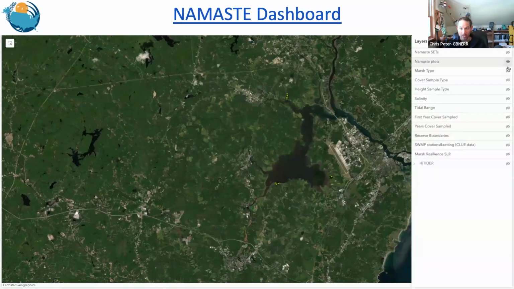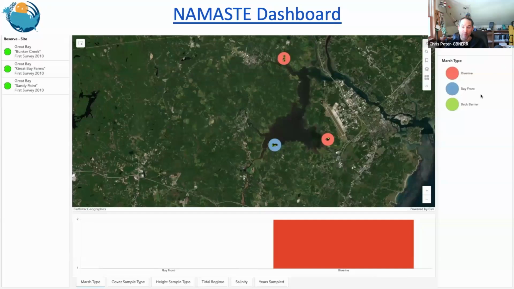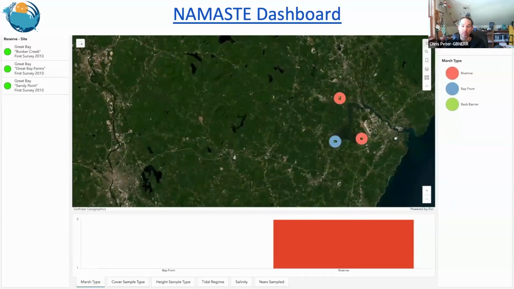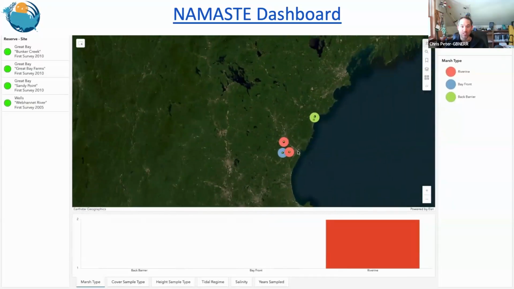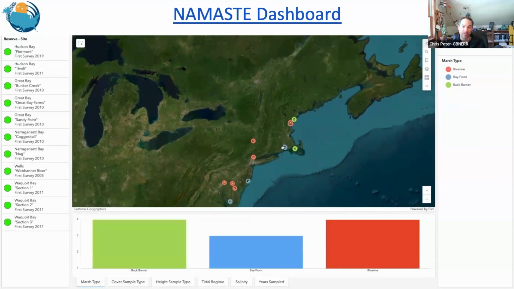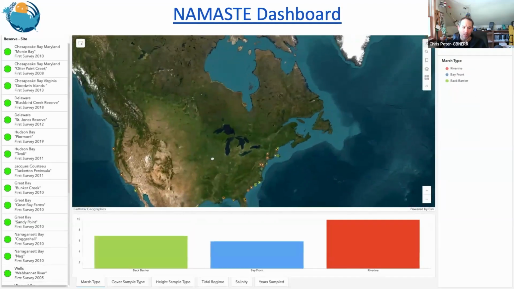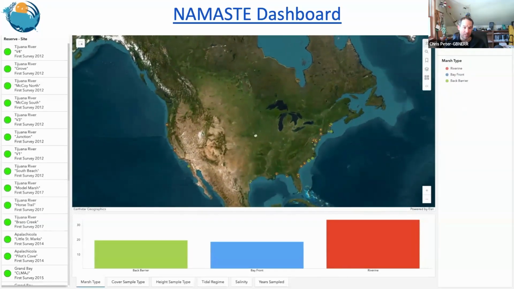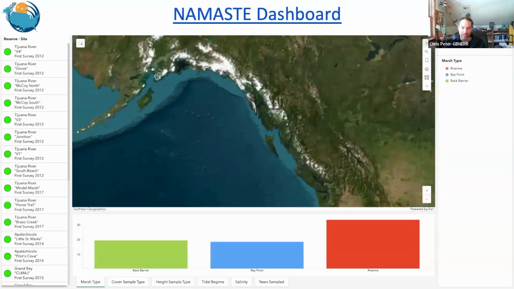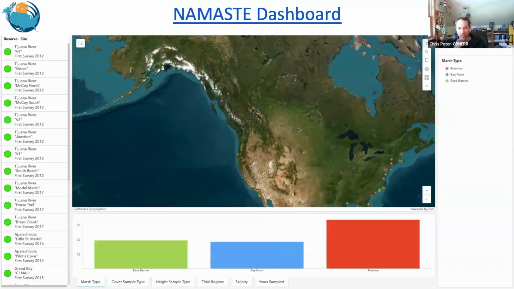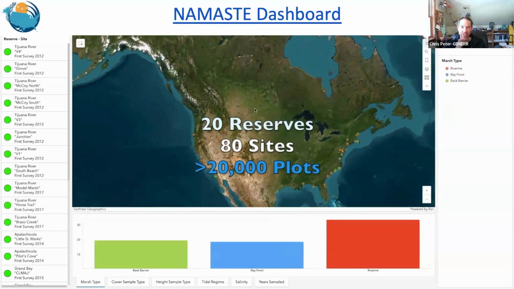We created this tool here to help us understand and visualize the data set that we're dealing with, because we've never been to all these sites as well. So we as a national synthesis team are trying to understand these sites better. So we built this tool. It scales, it zooms out to the entire nation, even including Alaska. We have over 20 reserves, 80 sites, 20,000 plots of data.